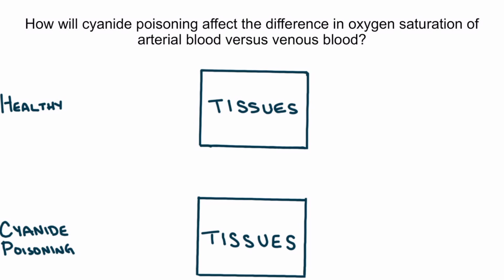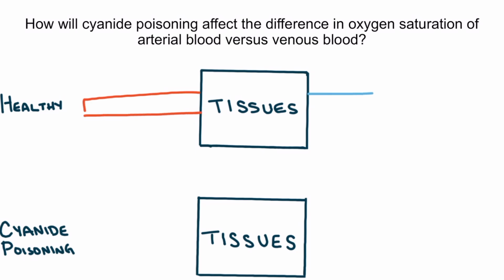All right, let's try another question. How will cyanide poisoning affect the difference in oxygen saturation of arterial blood versus venous blood? The difference in oxygen saturation will decrease because cells poisoned with cyanide will not be able to extract oxygen from hemoglobin. Consider an example of what happens normally in the body.